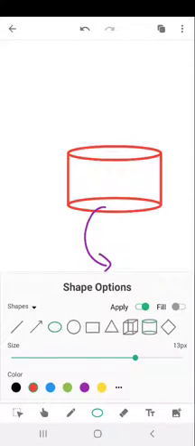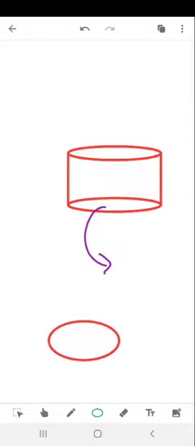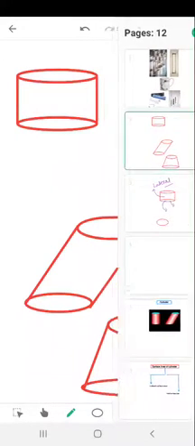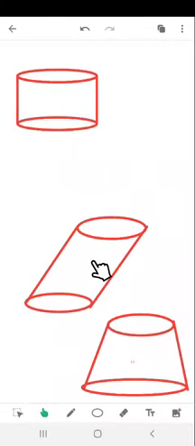In a cylinder, there are two bases that are circular, and one lateral surface. Two circular bases and one lateral surface make a cylinder. Now look over here. Here we have three figures.